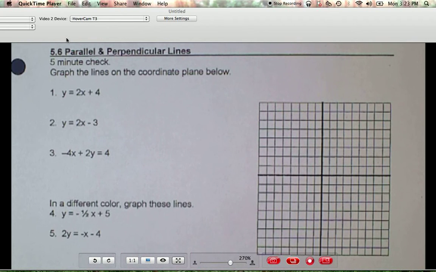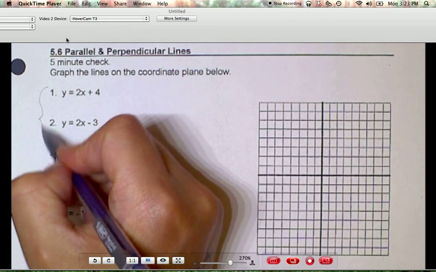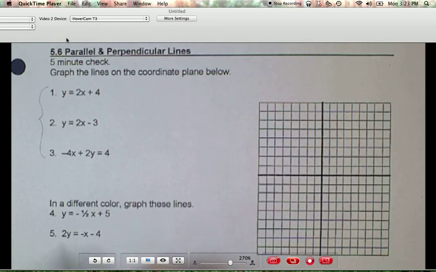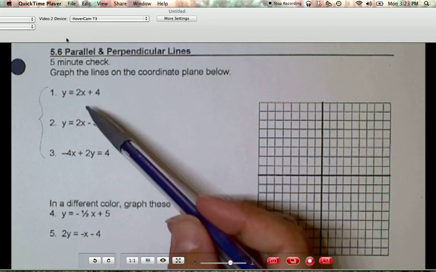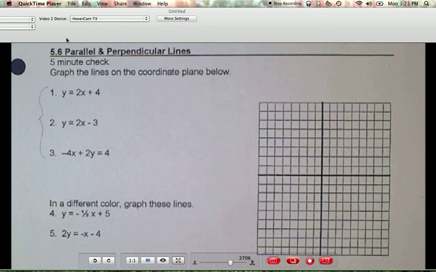Let's begin with the 5-minute check here. I would like you to graph the lines on the coordinate plane, and if you could do these all in one color and do these two in a different color, that would help us with the second step here. So remember, we're graphing with slope-intercept form. That'll be the quickest way to graph that. So I'd like you to go ahead and graph these 5 problems here, and then press play and see how you did just on graphing those.